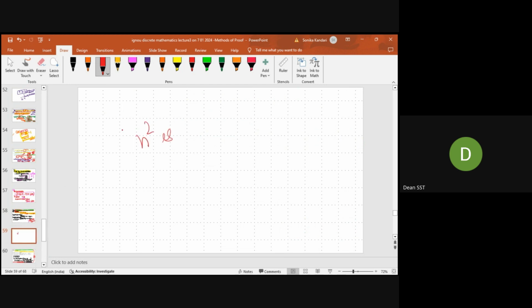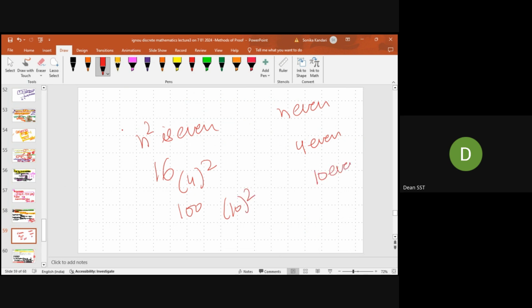If n square is even, then n is even. For example, 16 is 4 squared, and 4 is even. Is it clear, class? Yes. You can say 100, which is 10 squared, so 10 is even. Fine.